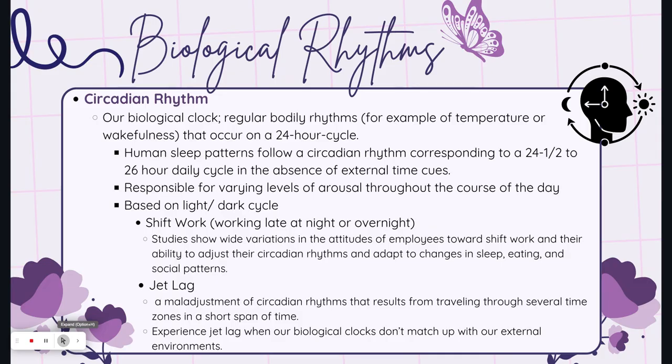It's responsible for varying levels of arousal throughout the course of the day and really is based on this light-dark cycle. So essentially, when the sun is up, it's telling us that we should be awake. When the sun goes down, our circadian rhythm starts to tell us that it's time to go to sleep.